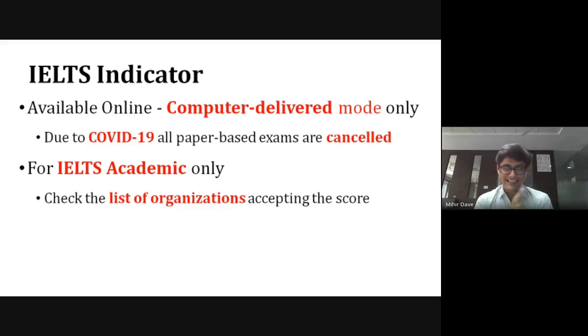After appearing for this test, it will generate the score as it used to be generated in actual IELTS, 0 to 9 bands. So you will receive similar scores for the reading, writing, listening, and speaking categories. But you have to go to the website of the British Council, where the academic IELTS indicator is given, under which there is an A to Z list of organizations, country-wise and university-wise.